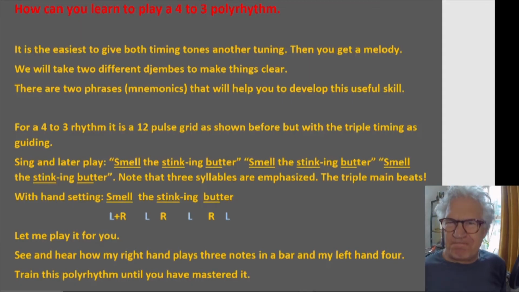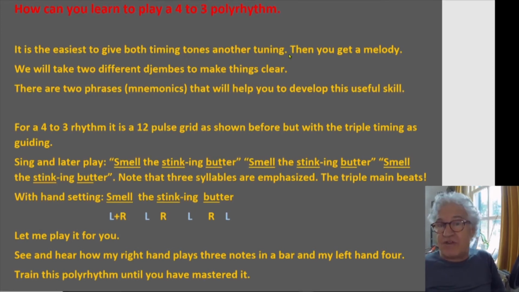Okay, this polyrhythm technique. How can you learn to play a 4-3 polyrhythm or a 3-4, which sounds the same? It is easiest to give both timing tones another tuning. So you use two different instruments or two keys on a keyboard so that you get a melody. I will take two different djembes to make things clear. Or maybe I will use two dunumbas or both.